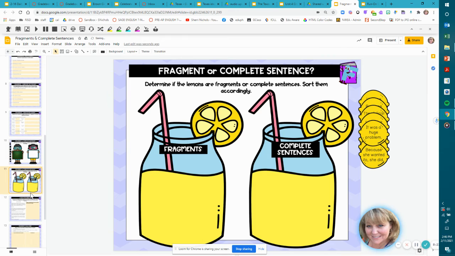This is another sort. Determine if the lemons are fragments or complete sentences. Sort them accordingly. You'll just drag the lemons. "It was a huge problem." Is that a complete sentence or is that a fragment? Sort it. So put the lemon in the lemonade.